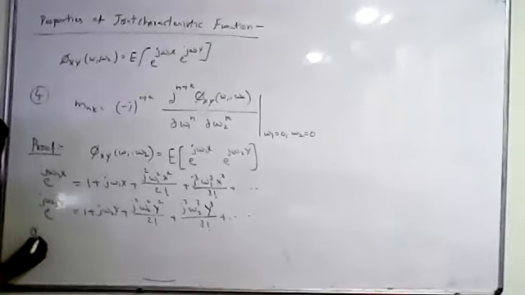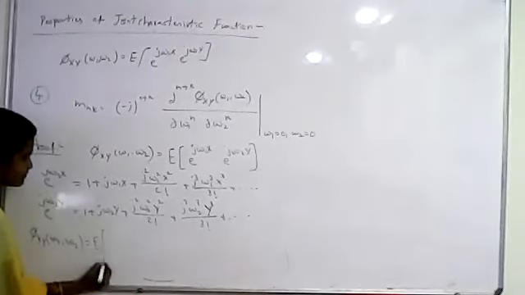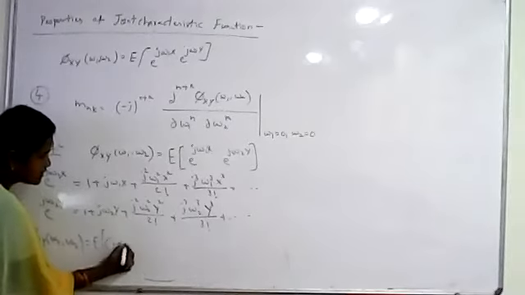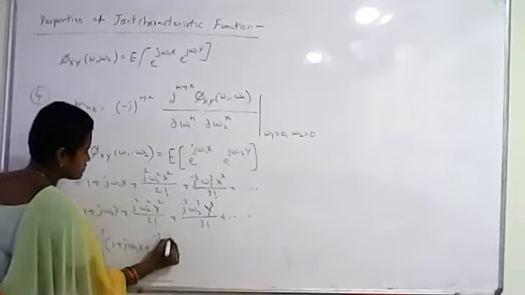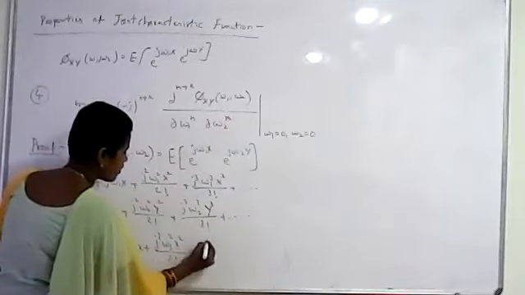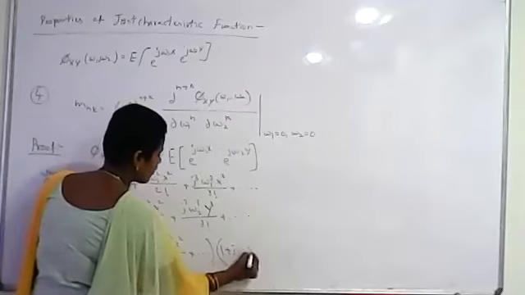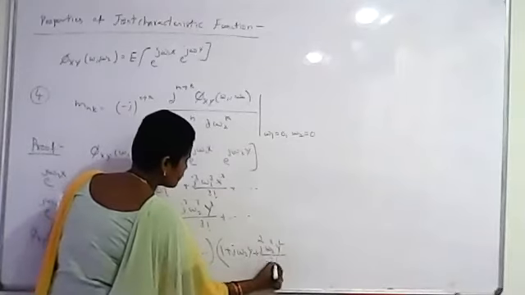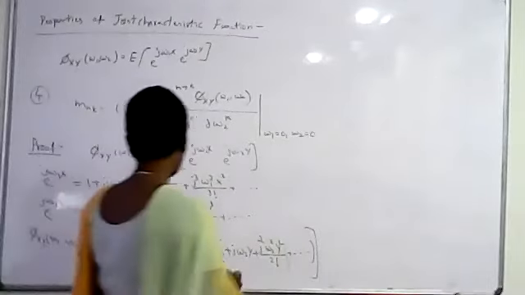So we write phi xy of omega 1 comma omega 2 is equal to the expected value of 1 plus j omega 1 x plus j square omega 1 square x square by 2 factorial plus so on, into 1 plus j omega 2 y plus j square omega 2 square y square by 2 factorial plus so on. Now multiply these two terms.